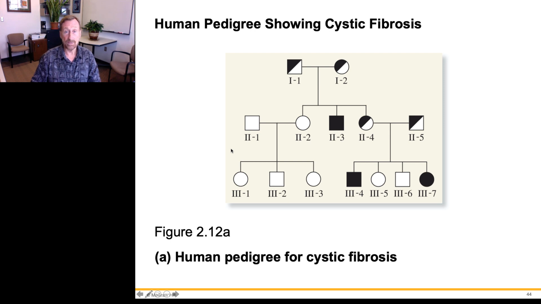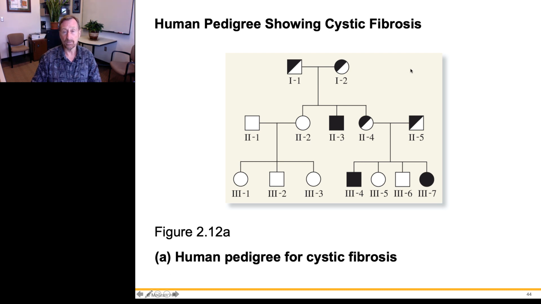So here's a pedigree showing the disorder cystic fibrosis. Again, this is showing genotypes. So the two individuals here at the top are both heterozygotes. If this was showing phenotypes, these would be open symbols. You wouldn't know that they were heterozygotes. You would just know that they were unaffected.